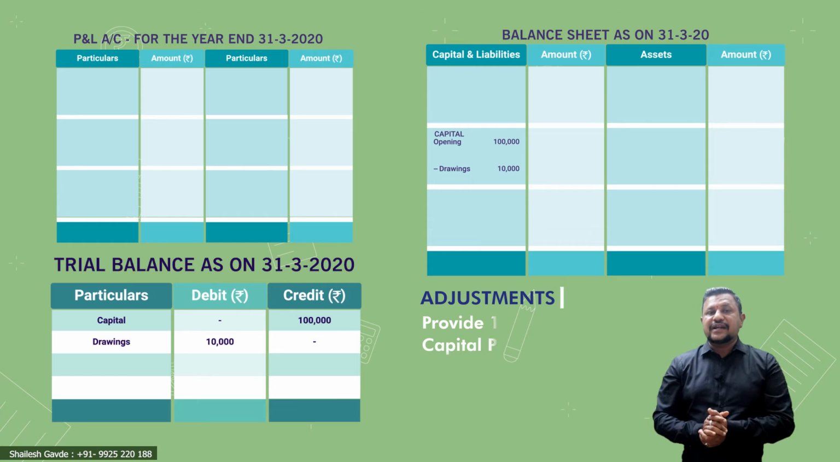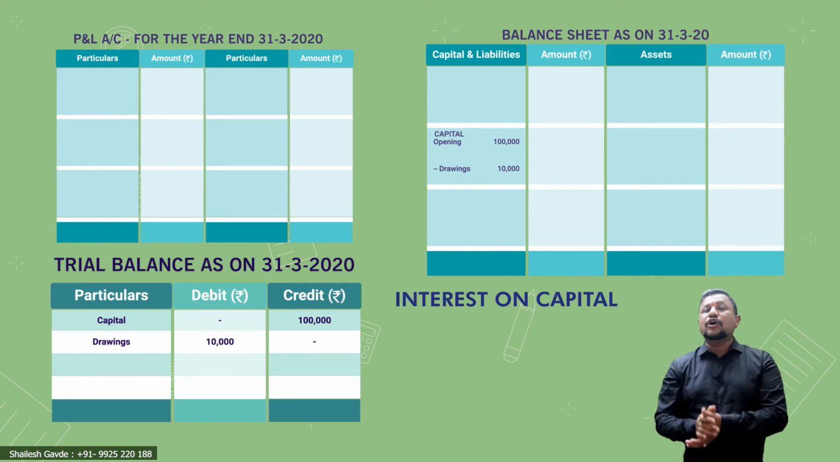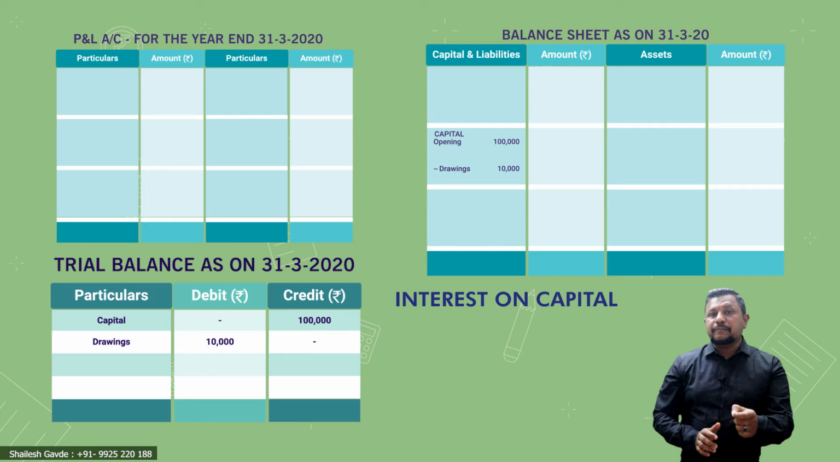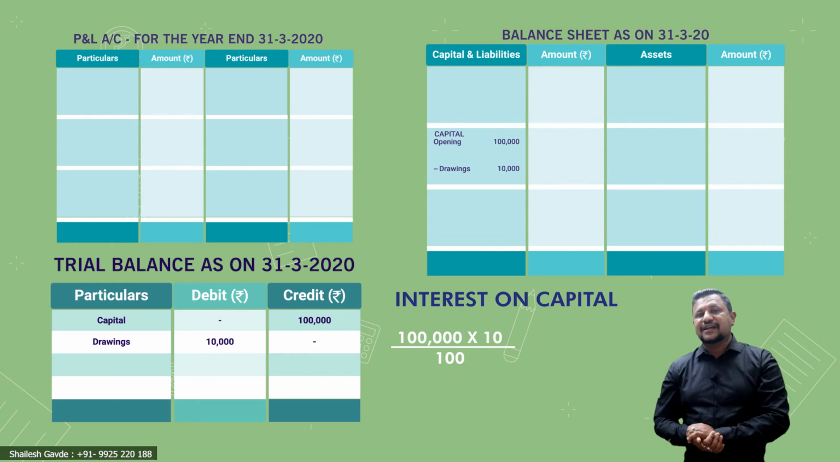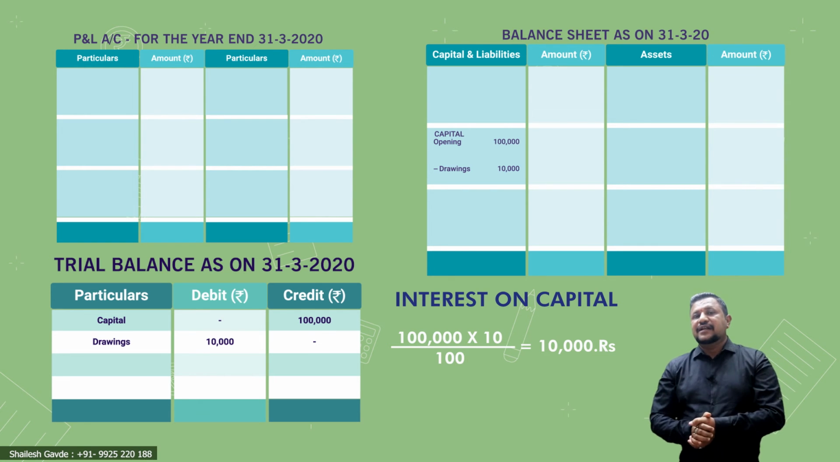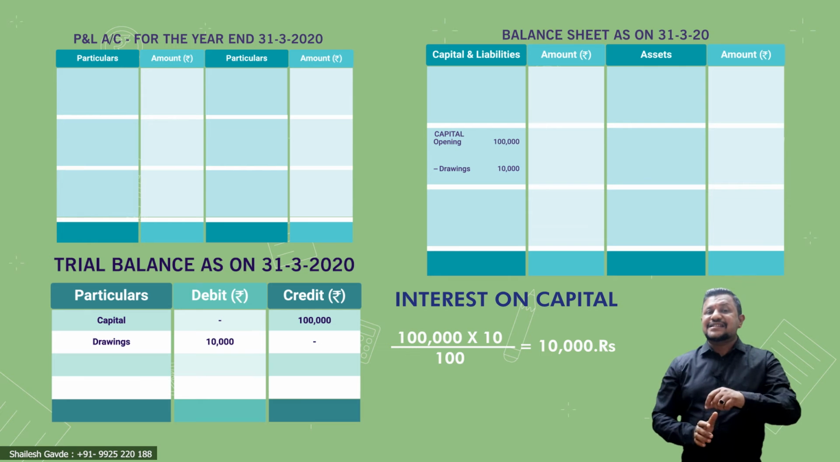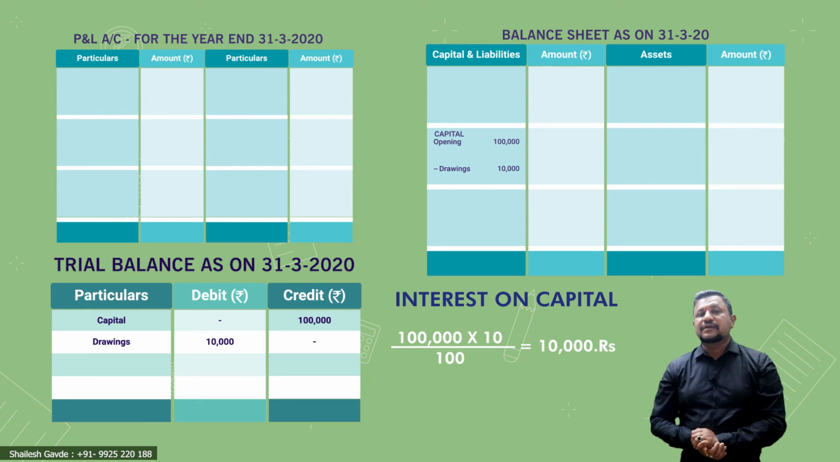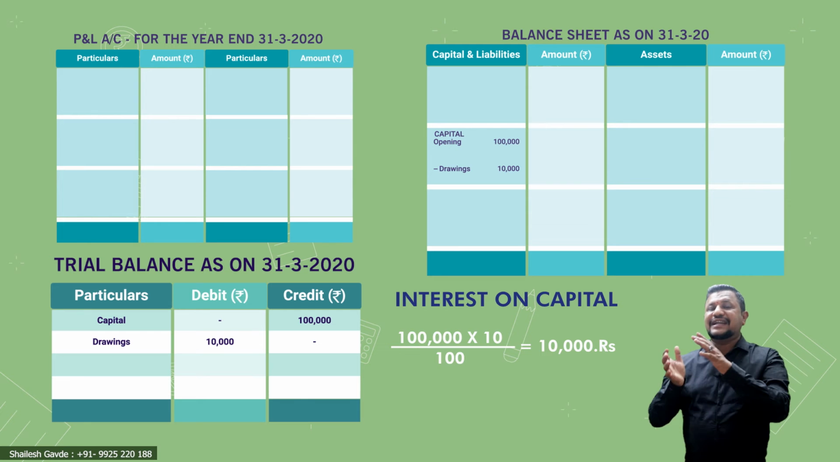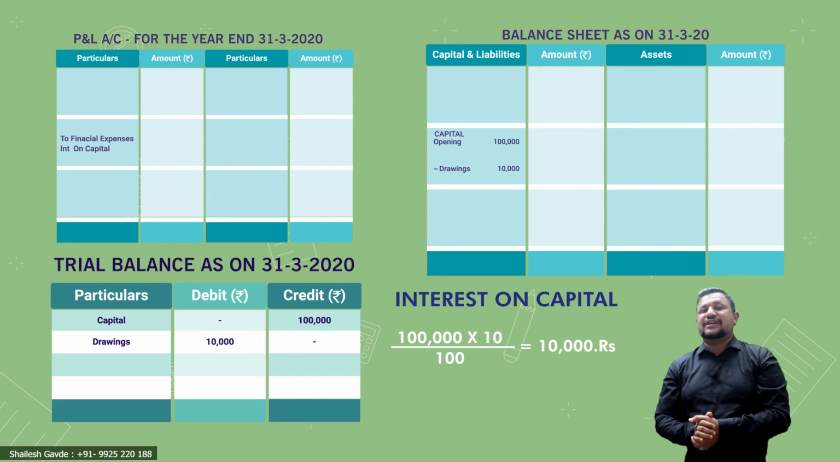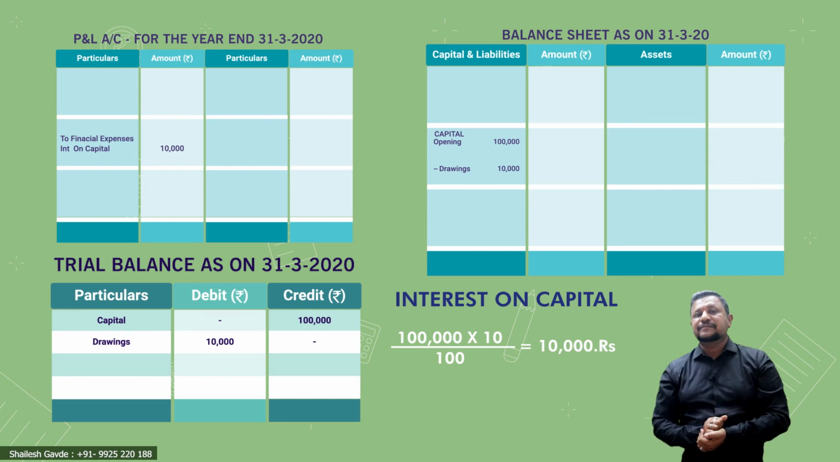Let us calculate the amount of interest on capital. 10% of capital, that is 1 lakh. So interest on capital comes to 10,000. The first effect: it is the expense of the firm. So we'll show in the profit and loss account debit side, to interest on capital 10,000.